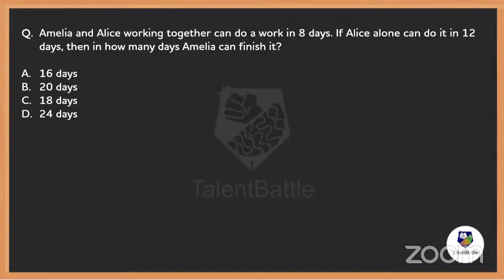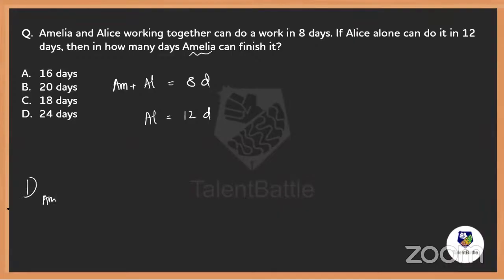Now everybody, given: Emily and Alice working together can do a piece of work in 8 days. And if Alice alone can complete it in 12 days, in how many days can Emily do the job? The question is: days taken by Emily are how many?